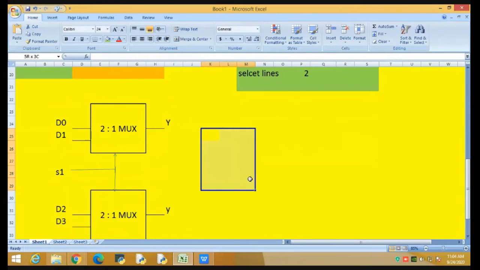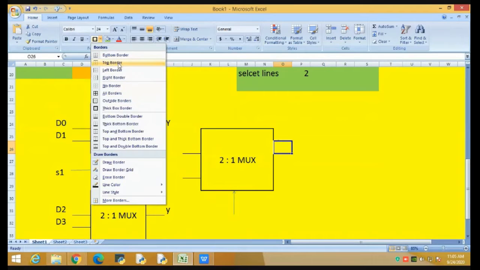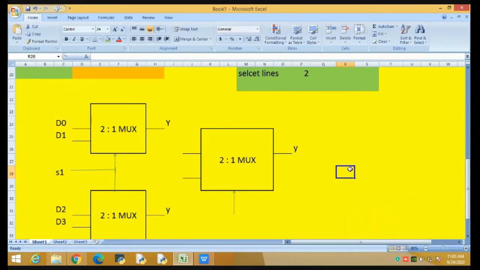So I take one another 2 to 1 mux here. This mux has separate inputs, separate select lines, and a separate Y output also. Now I am going to make the connection from this Y to this mux input, and the next Y output is going to connect here.